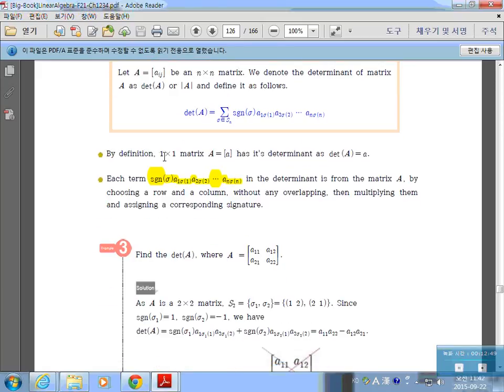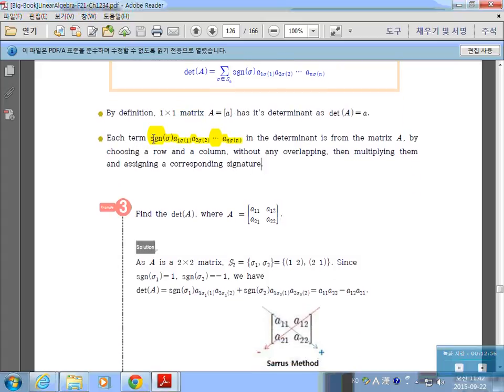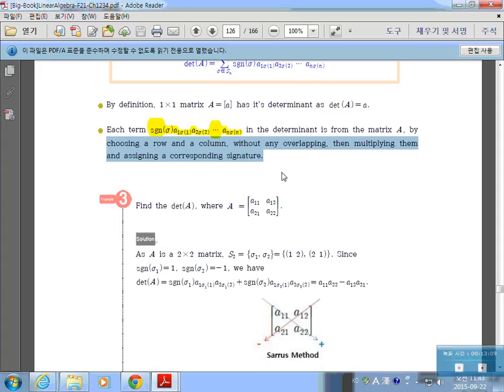Here, for a 1 by 1 matrix, the diagonal entry itself is the determinant. Okay. Here, what it says is this. Each term in the determinant is from the matrix A by choosing a row and a column without any overlapping, then multiplying them and assigning a corresponding signature.